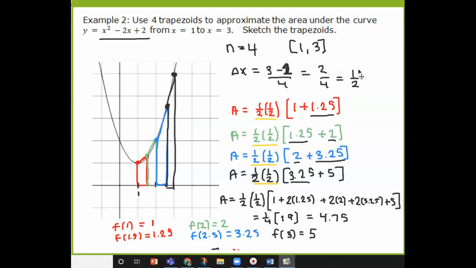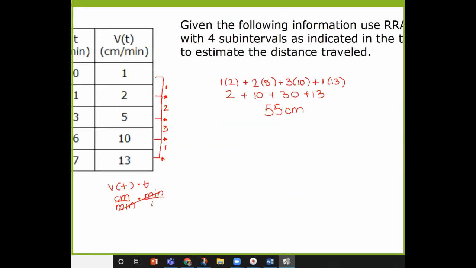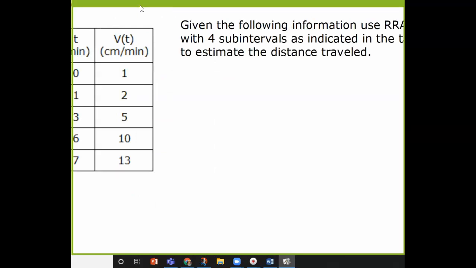The last thing I want to do is compare trapezoids to Riemann sums. So we have one last table example, and this is a 4 subinterval example. We want to find the right Riemann sum. My table goes from 0 to 7, and my intervals are not evenly spaced. So we have 0 to 1, 1 to 3, and 6 to 7.